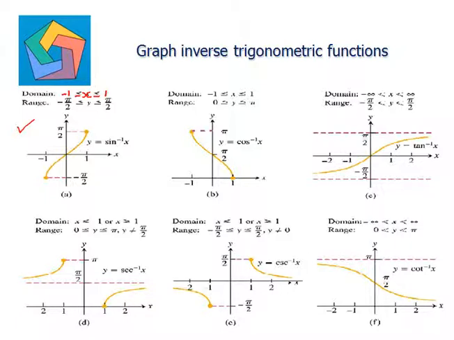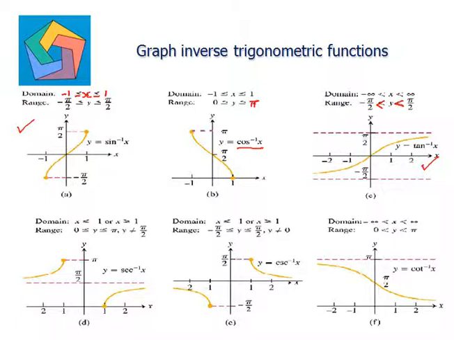This is the cosine inverse graph. The domain is -1 to 1 and the range is 0 to π. Then this is the tangent inverse graph. The domain is -∞ to ∞ because it extends in both directions, and the range is -π/2 to π/2. Note that π/2 and -π/2 are not included.